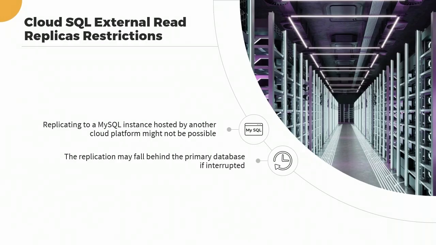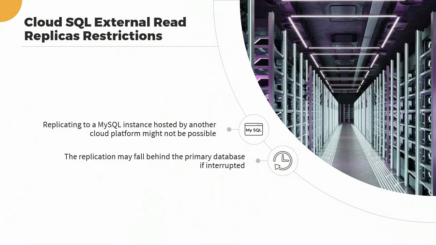But if replication is interrupted, let's say for a few hours, you're going to notice that the replication may fall behind the primary database. It's interrupted, so you're going to have some data out of sync issues. So the replica will catch up once it reconnects to the primary and starts replicating again.